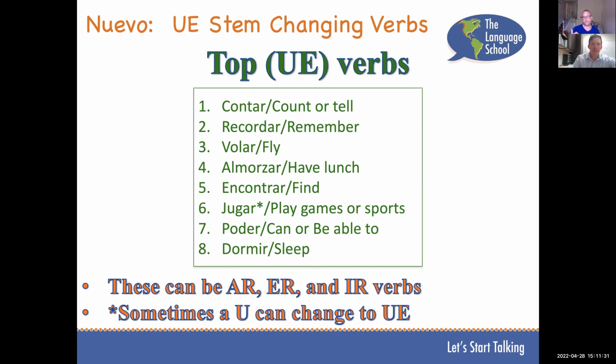Okay, next we have recordar, volar, almorzar, encontrar. This next one, we have the asterisk. Jugar. Jugar has the asterisk because it's not an O. It's a U that goes to UE in the change, right? Okay. Next we have poder and dormir. Okay. So they can be AR, ER, or IR verbs. Don't forget, those endings stay the same depending on the verb type. We just need to change the little stem, the base.